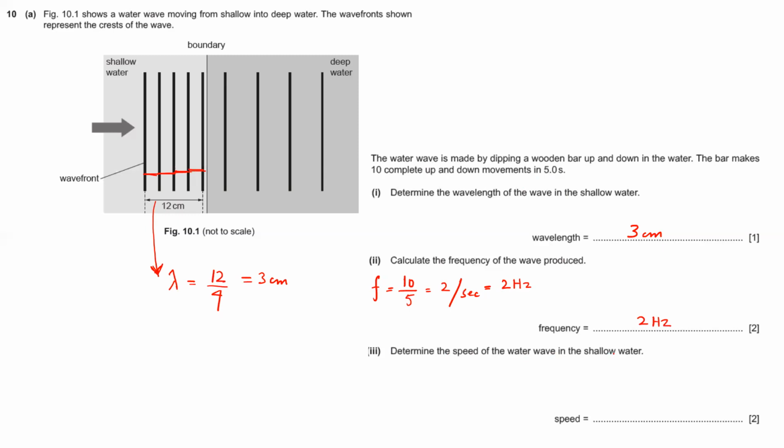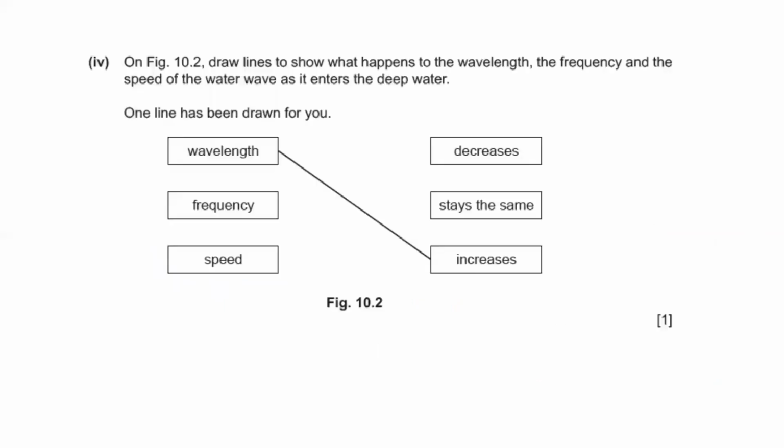Again, the speed of the water wave in the shallow water. We are given the frequency and wavelength, and we know that v equals f lambda for a wave. F is the frequency, 2 hertz. The wavelength is 3 centimeters divided by 100, so we have 0.06 meters per second. I can also write centimeters per second, but it's good practice to use standard SI units. Or you can say 6 centimeters per second. That is also a correct answer, but again, it's good scientific practice to use SI units.